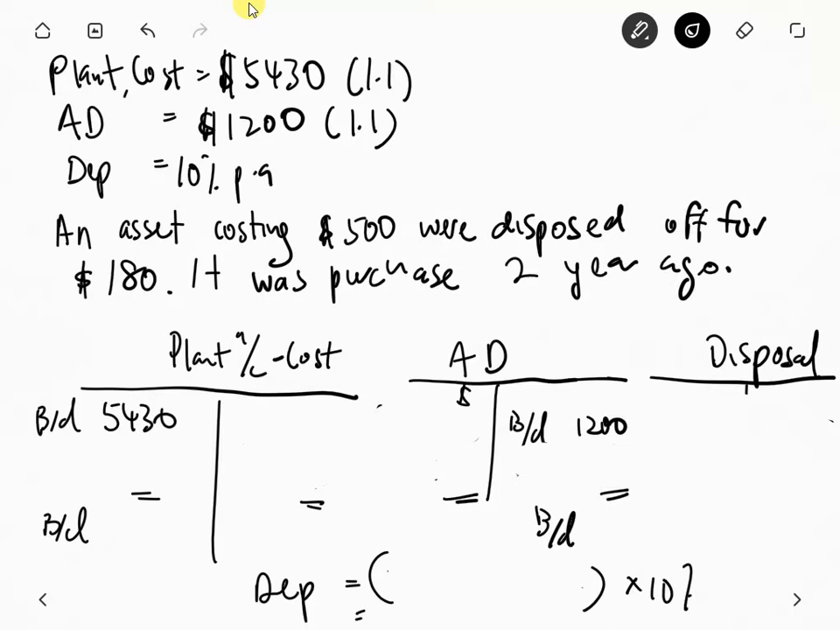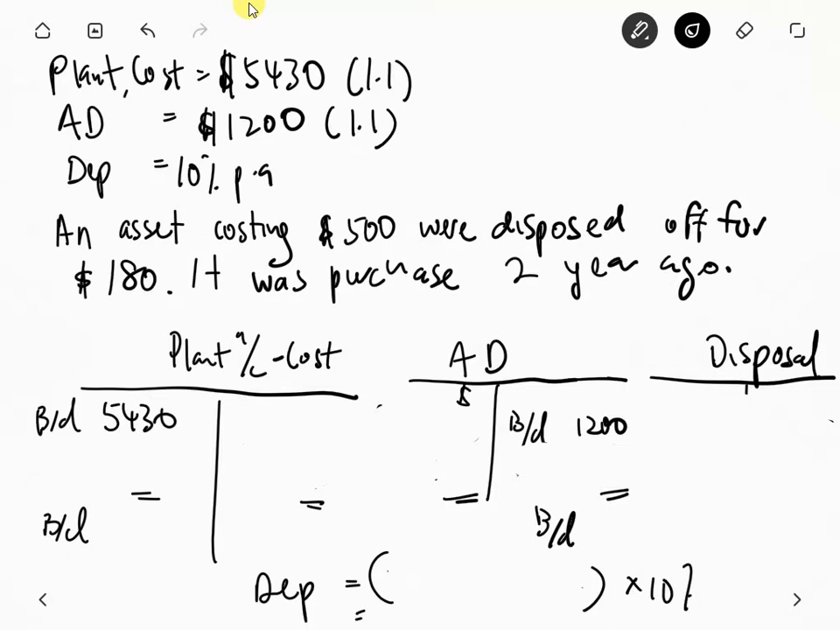Opening. During the year, any purchase, disposal, we record purchase, record disposal. End of the year, depreciate. So did I purchase any asset? No. Did I dispose any asset? Yes. So record the disposal. 4 steps. How?